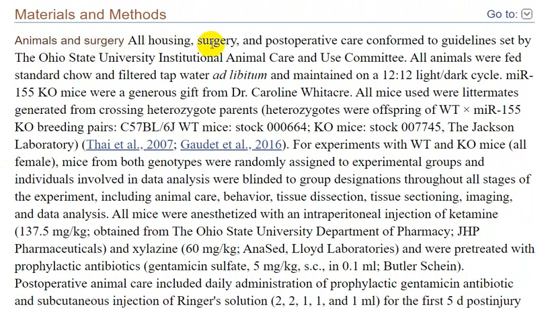Animals and surgery: all housing, surgery, and post-operative care were conducted and licensed by the Ohio State University Animal Care and Use Committee. All animals were fed standard chow and water ad libitum. The miR-155 knockout mice were a generous gift from Dr. Caroline Tweest. All mice used were littermates generated from crosses of heterozygous parents.